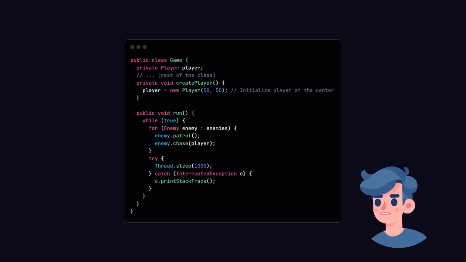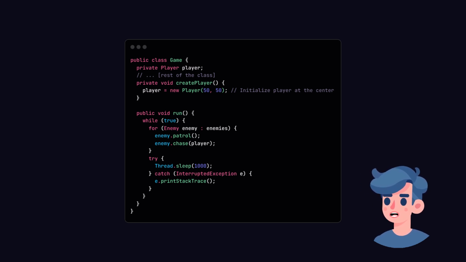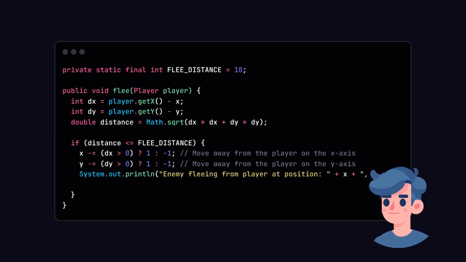Let's modify our run method to include the player and handle both the patrolling and chasing logic. With these changes, the enemies now patrol, and if a player is nearby, they start to chase the player.